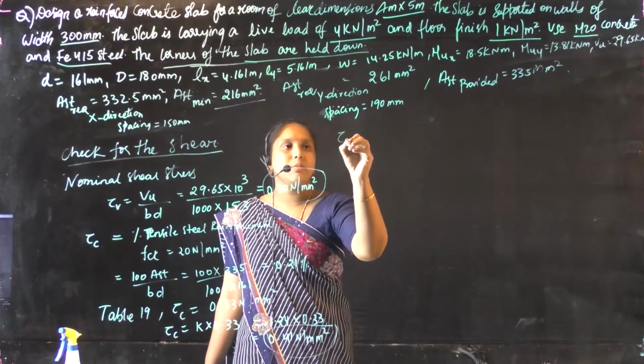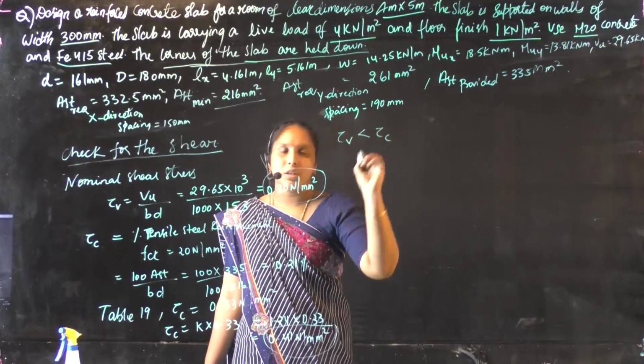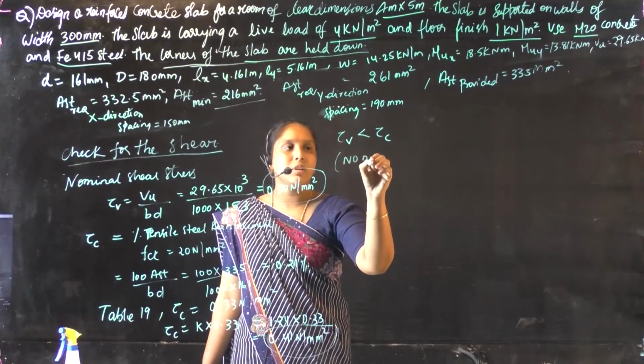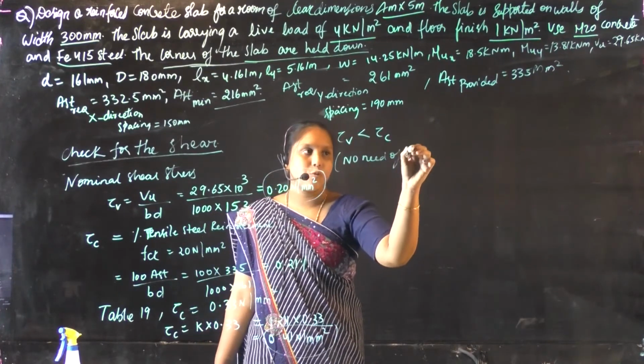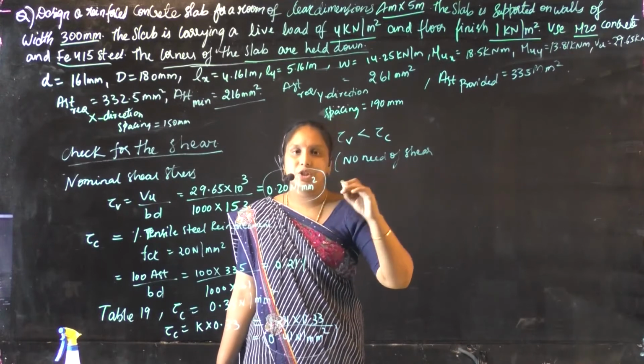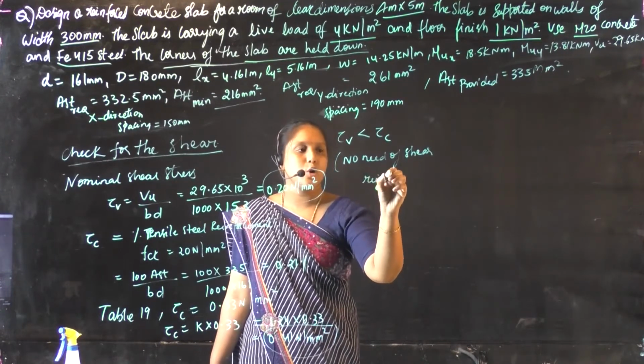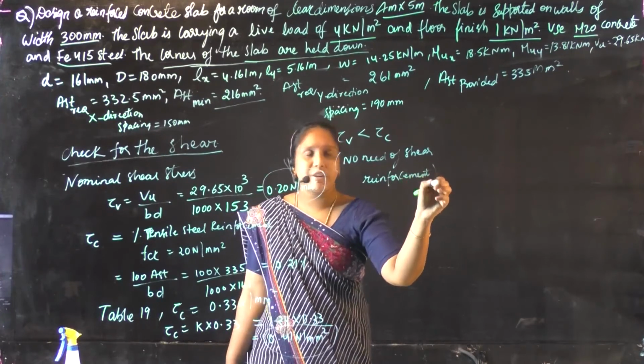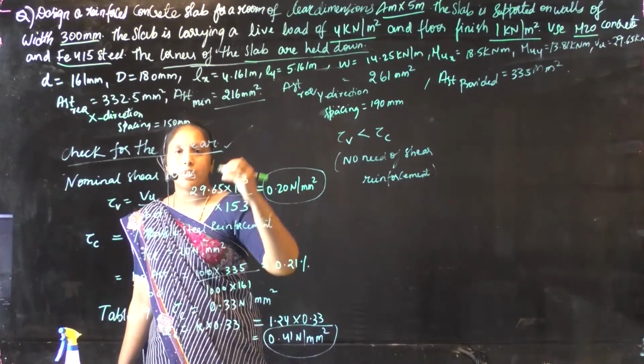So here what we can observe is that tau v is less than tau c. So if tau v is less than tau c, there is no need of shear reinforcement. So here the shear reinforcement need not be provided. Hence the check for shear is satisfied.